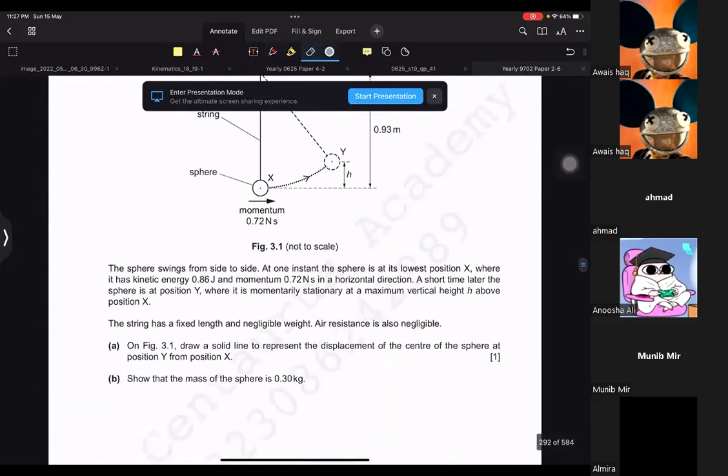All right. Now, the lowest position where its kinetic energy is this. And momentum is this, horizontal direction. Starting at stationary at maximum. Fine. We know this already. So the string has a fixed and negligible weight, air resistance. You can draw a solid line to represent the displacement. So where x, it should be a straight line, like this.